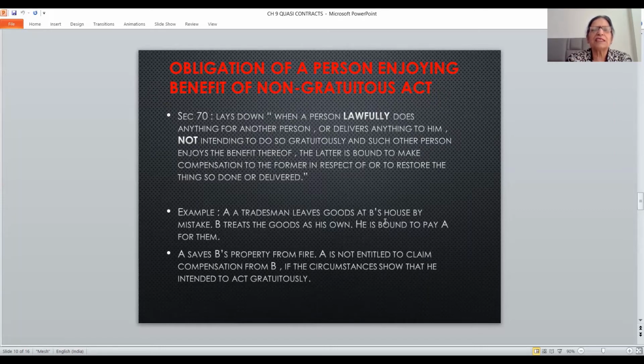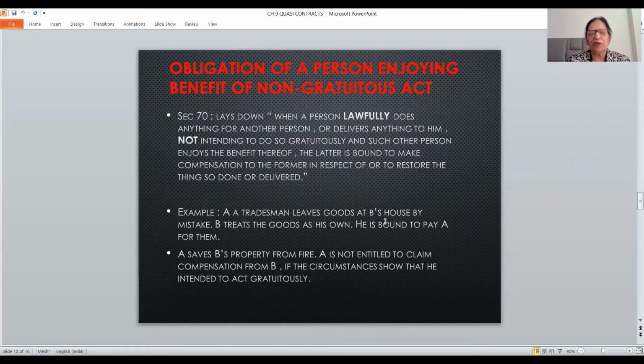So Section 70 lays down that when a person lawfully does anything for another person or delivers anything to him, not intending to do so gratuitously, because he is not doing it without consideration or without reward, and such other person enjoys the benefit thereof, the latter is bound to make compensation to the former in respect of, or to restore, the things so done or delivered.